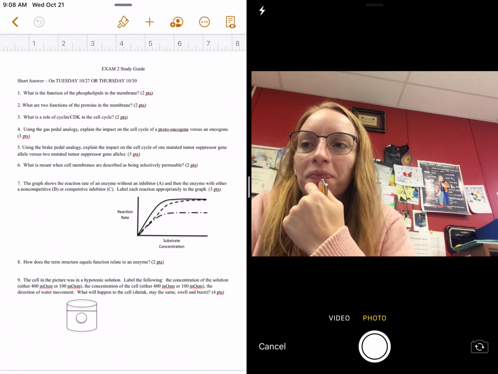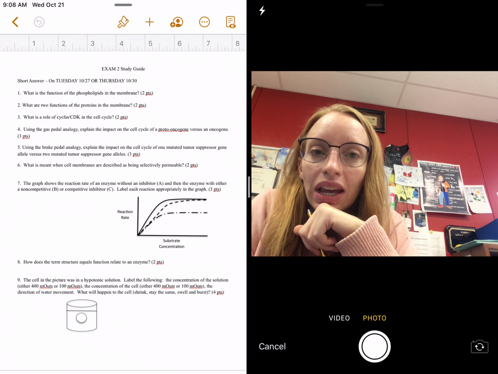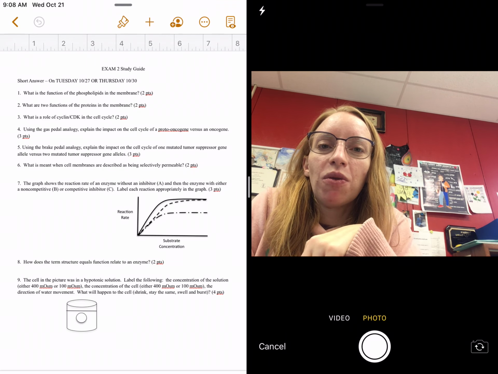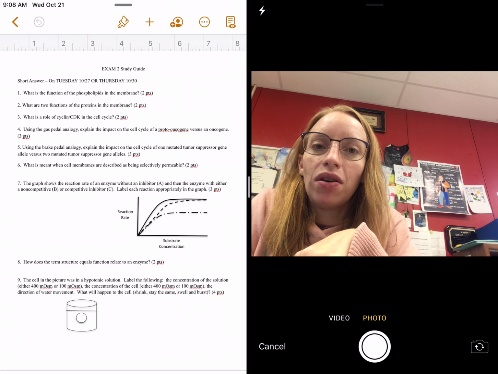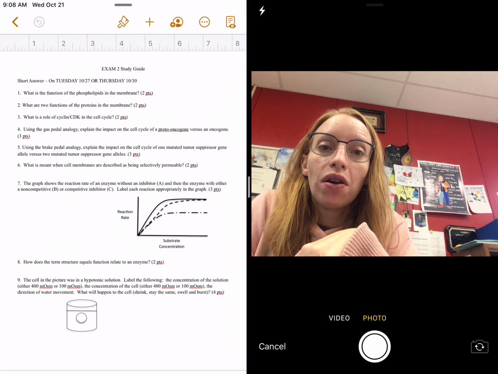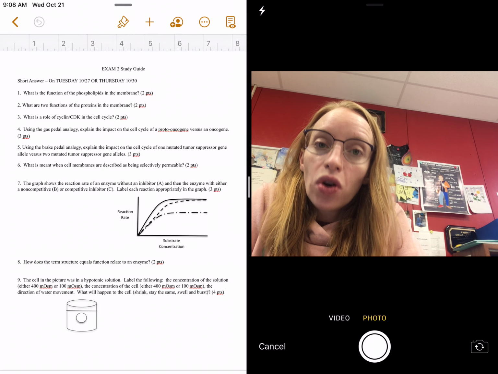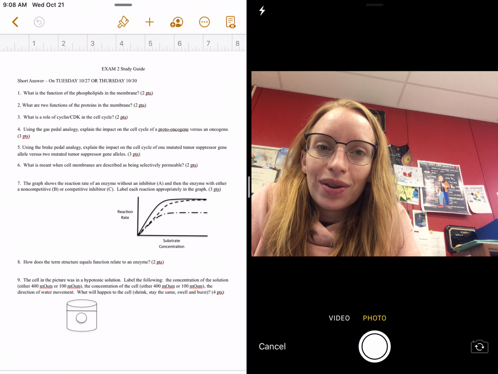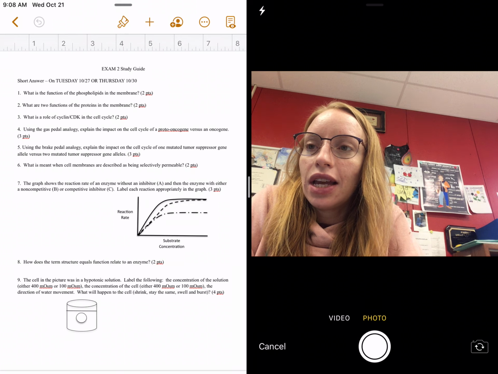So, what is the function of phospholipids in the membrane? The phospholipids have a hydrophilic head and a hydrophobic tail. So they are responsible for controlling what enters and leaves the cell based on their structure. Things that are small and non-charged can get through, but things that are large or charged, like water or ions, cannot get through.